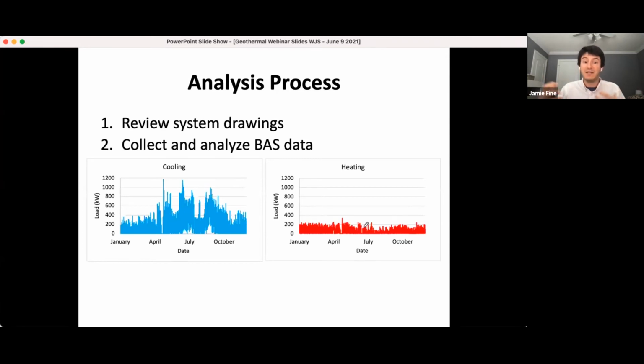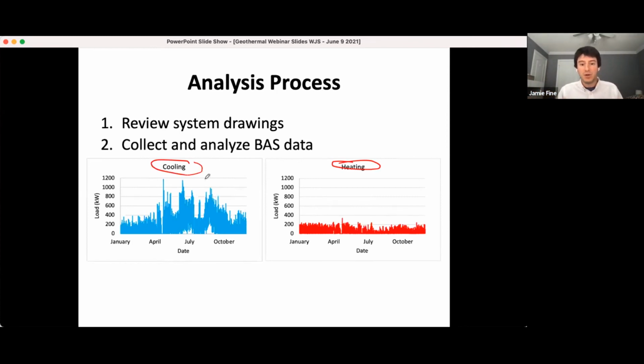And as I said before, we collected and analyzed building automation system data. Shown over here are the thermal cooling and thermal heating loads. So this isn't just electricity. This isn't just natural gas consumption. It's the actual thermal load that would be met by that ground source heat pump, drawn in the way that was shown on the previous slide.